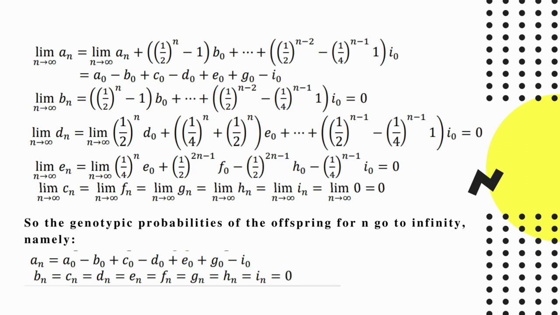So, the genotypic probability of the offspring for n approaching infinity is An equals A0 minus B0 plus C0 minus D0 plus E0 plus G0 minus I0, and also Bn, Cn, Dn, En, and so on are equal to 0. The equations that have been obtained can later be used to determine the probability of the nth generation in a population based on controlled crossbreeding.